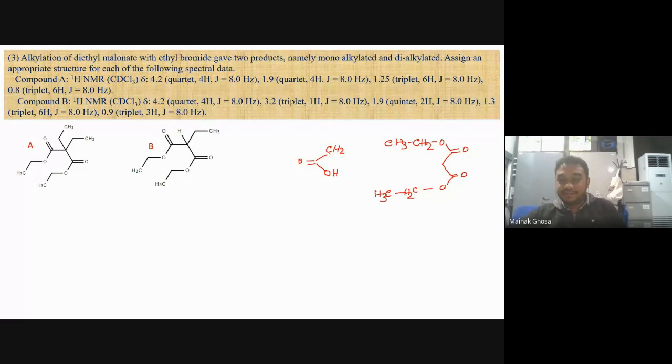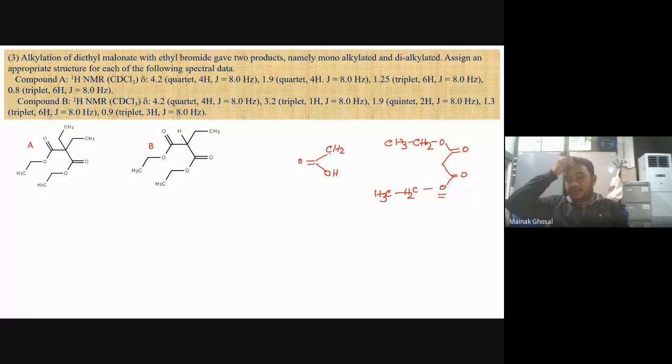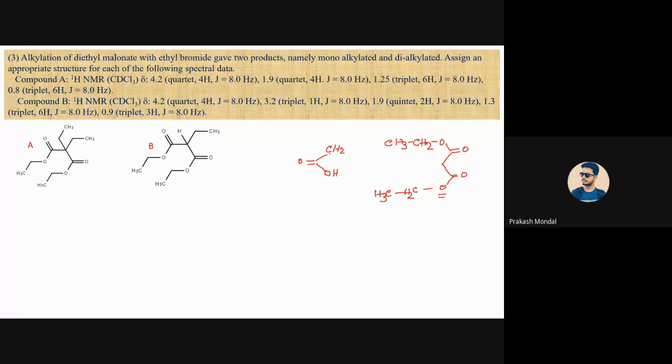Okay, good. When you solved this question, what is your name? My name is Prakash Kumar Mandal. Prakash, when you solved this question, did you remember the structure of this malonic acid, or did you see it from Google? I have seen it from Google.